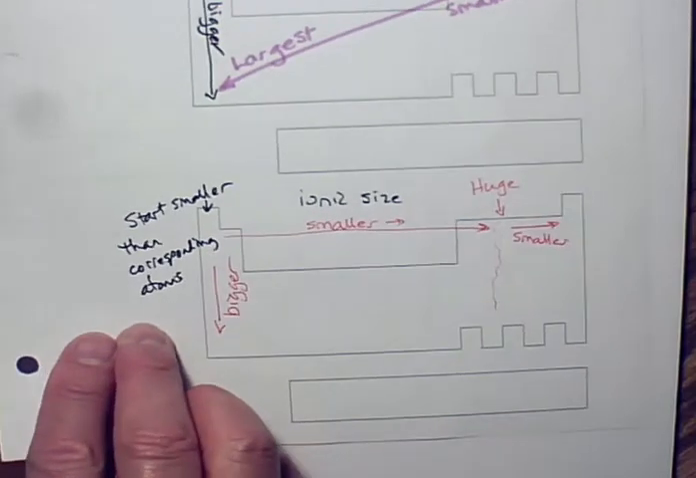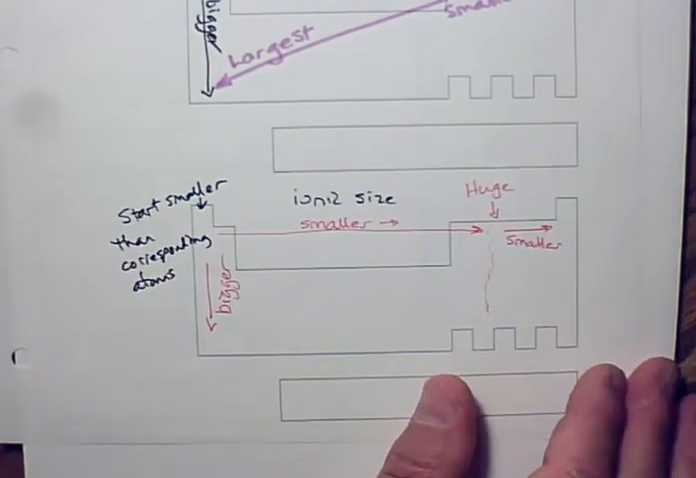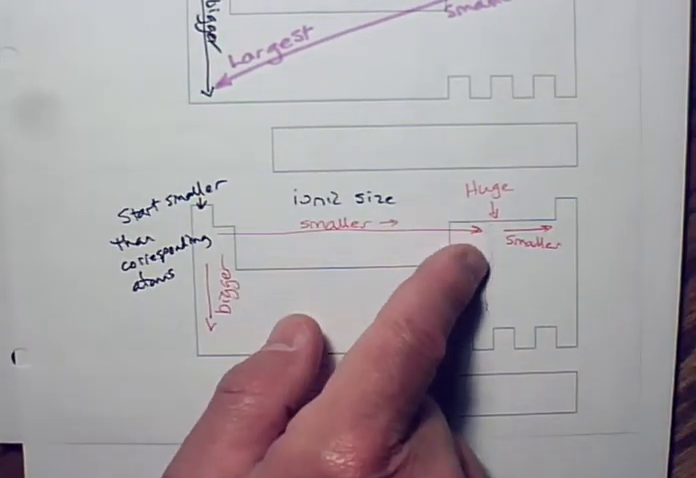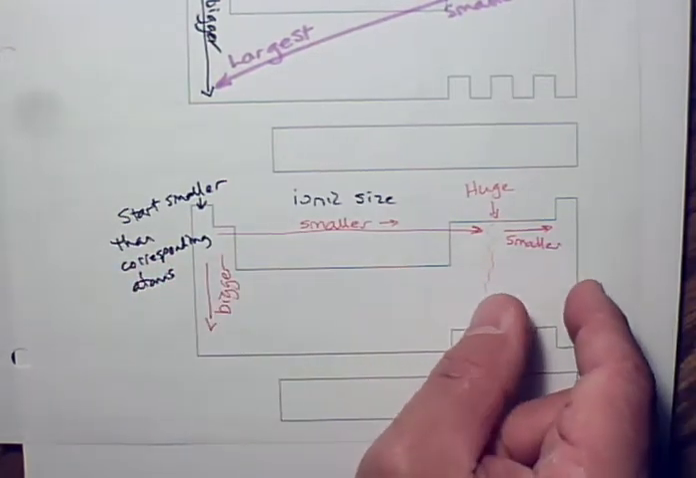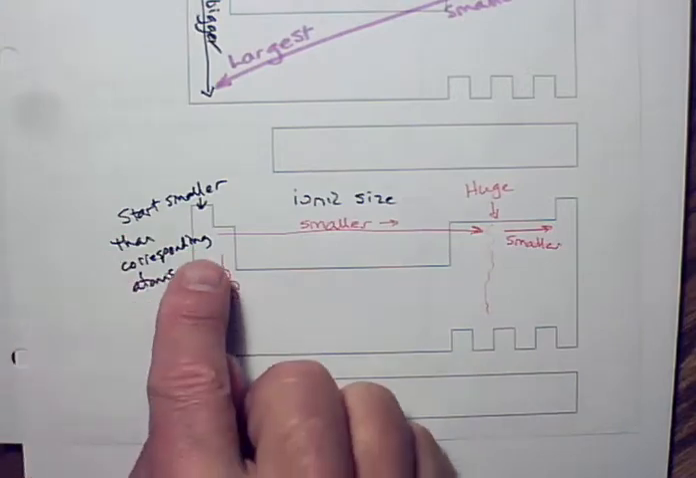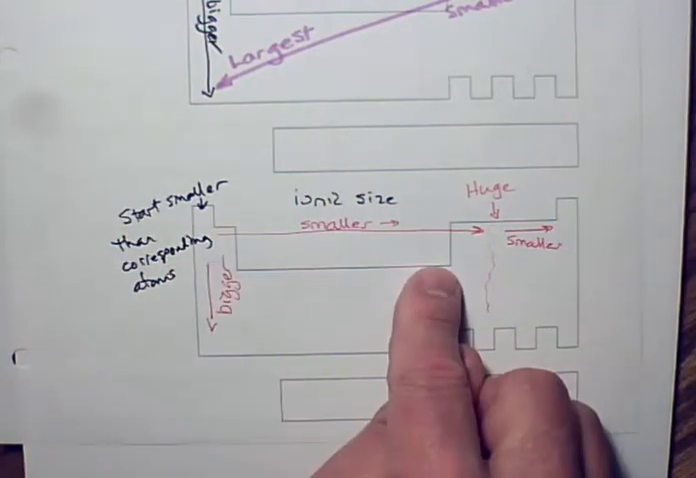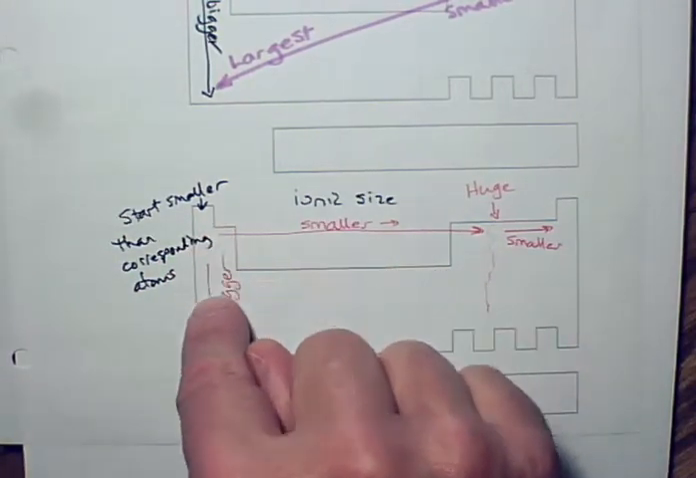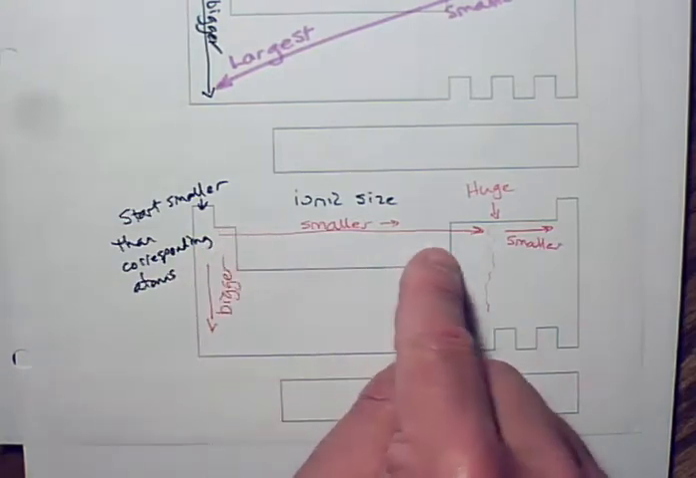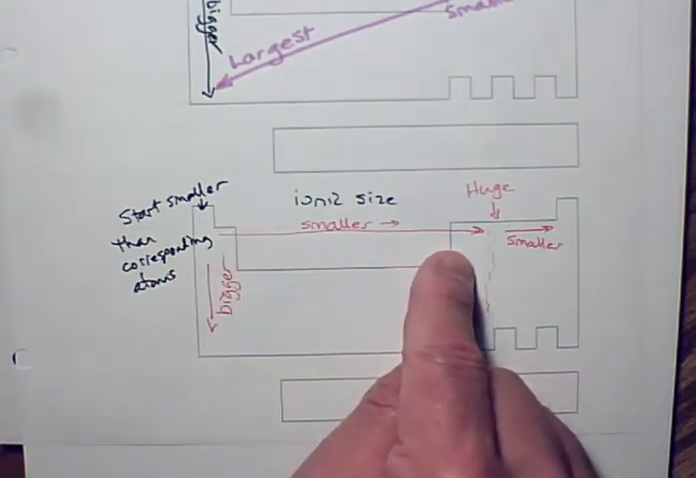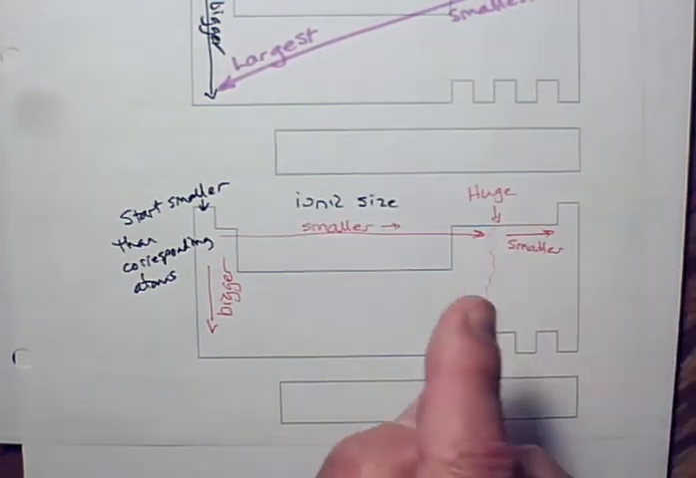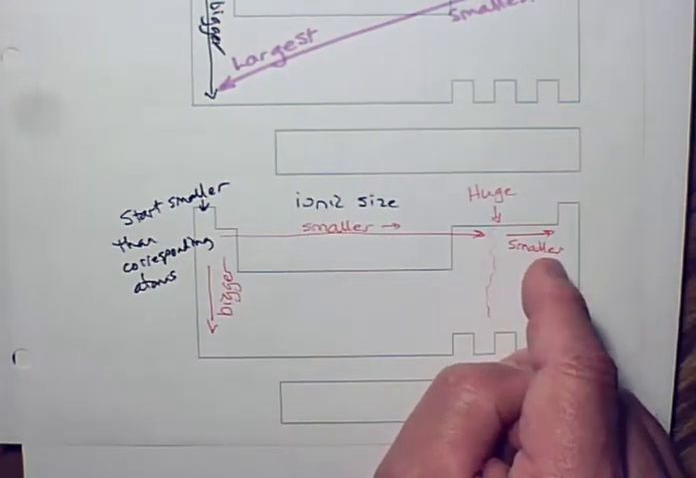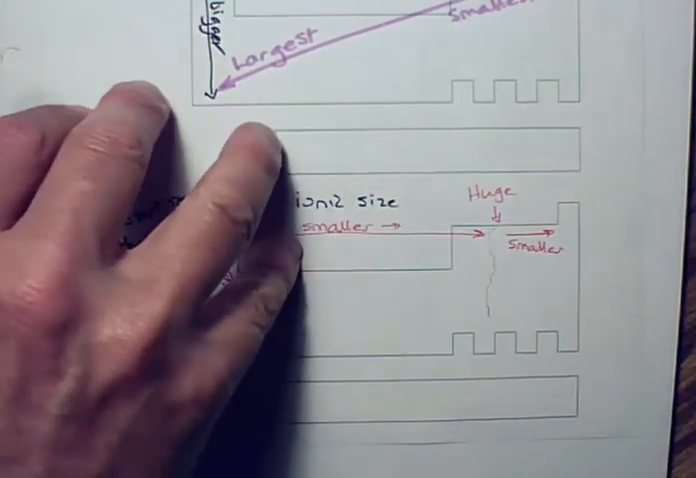Okay? Then we've got ionic size. Ionic size follows a similar pattern, except that we go from positive ions on the left side to negative ions on the right side. They go from being smaller than the corresponding atom and getting even smaller as they go to the right because of the shielding effect, to the point where we're adding electrons over here, and suddenly they're getting huge and then smaller. Okay? So that's the ion size pattern.